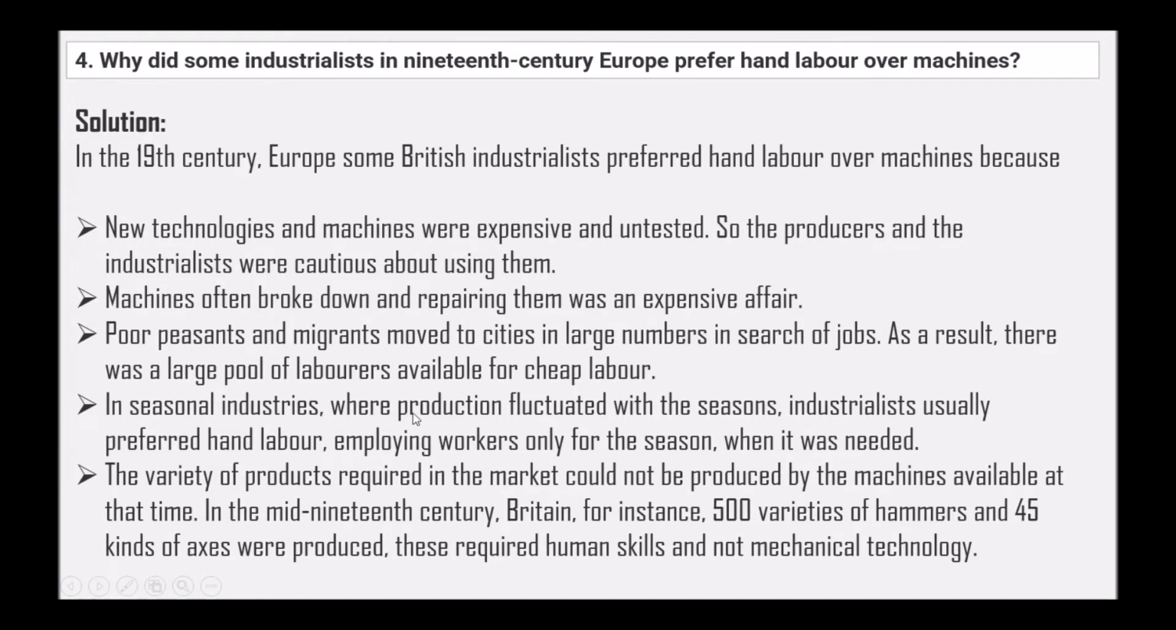In seasonal industries where production fluctuated with the season, industrialists usually preferred hand labor, employing workers only for the season when it was needed. The variety of products required in the market could not be produced by the machines available at that time. In the mid 19th century, Britain had 500 varieties of hammers and 45 kinds of axes produced. This required human skill and not mechanical technology.